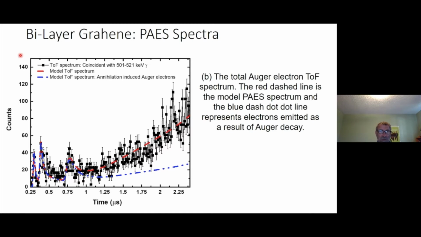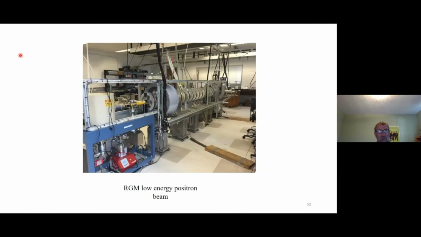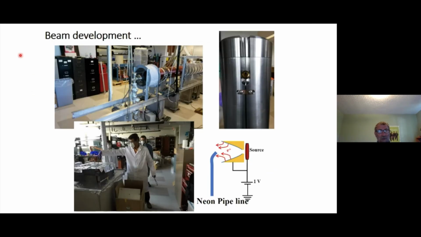This shows what we got from graphene. We see the Auger electrons, and we see the gamma rays coming out, and we can decompose the gamma spectra into the different components. So it turned out we had oxygen and carbon, as well as a little bit of copper in there. This shows the new beam, and shows more pictures of the beam, another picture.